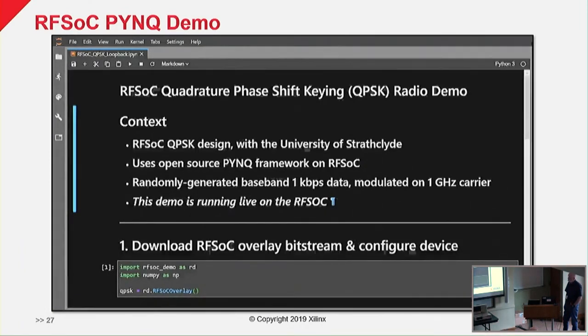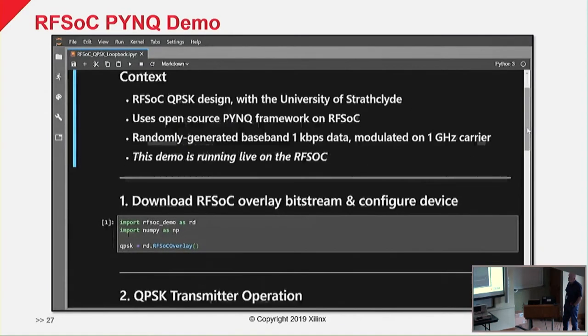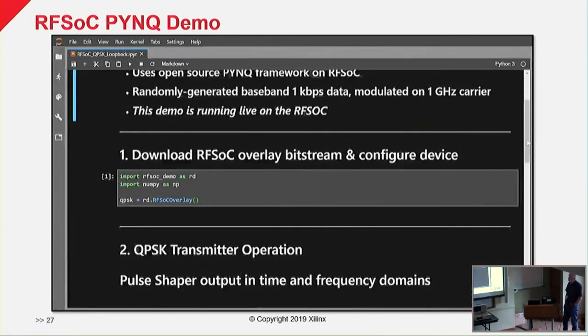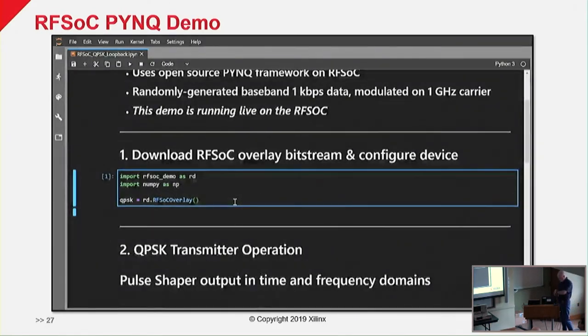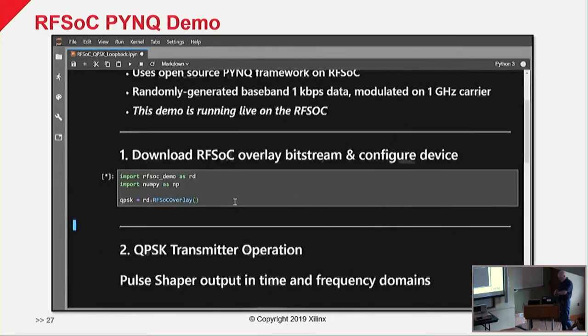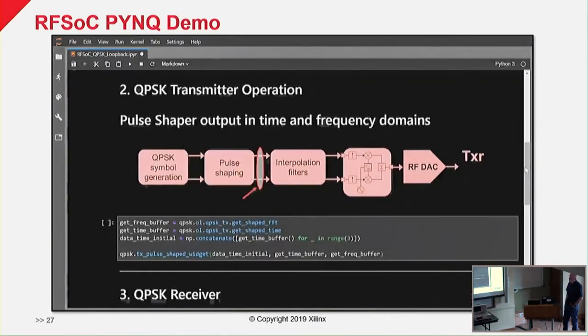We're randomly generating some data in the baseband at 1 kilobit per second, and we're modulating that onto the 1 gigahertz carrier, as we said previously. And all of the demo, including the notebook that you're seeing now, is running on the RF SoC. So it's the ARM A53s that's serving up what you're seeing at the moment in this notebook. We're going to execute some Python code to download the bit stream, which loads the RF SoC overlay onto the FPGA.